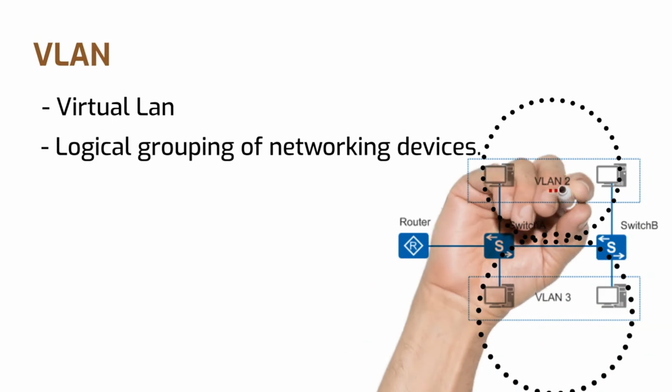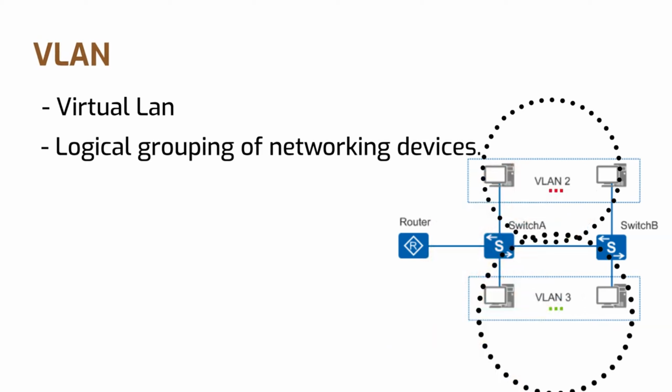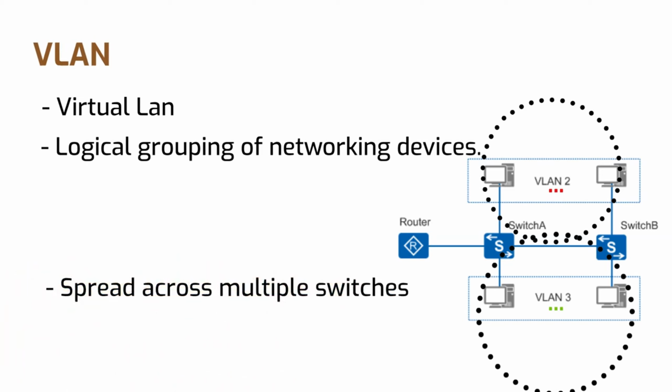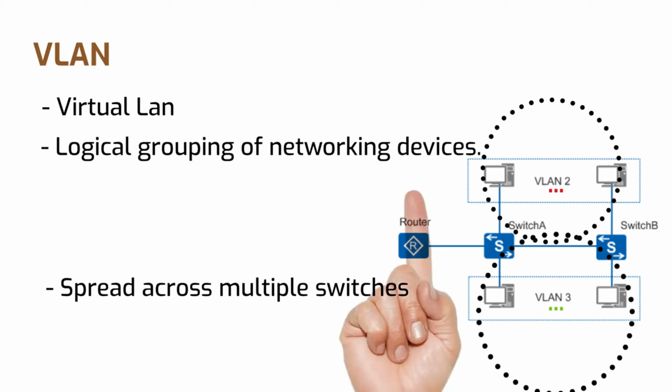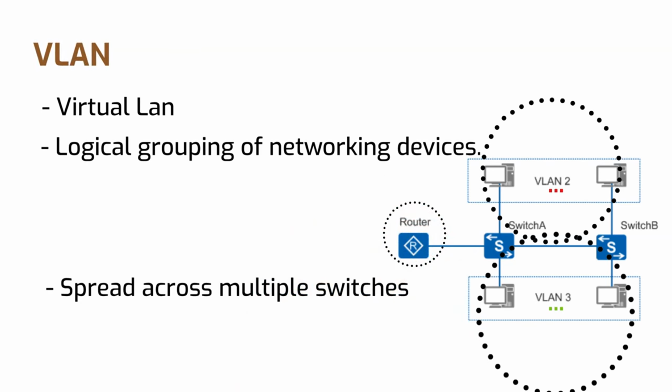VLANs are configured on switches by placing some interfaces into one broadcast domain and some interfaces into another. VLANs can be spread across multiple switches. Each VLAN is treated like its own subnet or broadcast domain, which means that frames broadcast onto the network are only switched between the ports within the same VLAN. For communication between VLANs, you need a layer 3 device, or a router, or a switch SVI interface on a layer 3 switch.